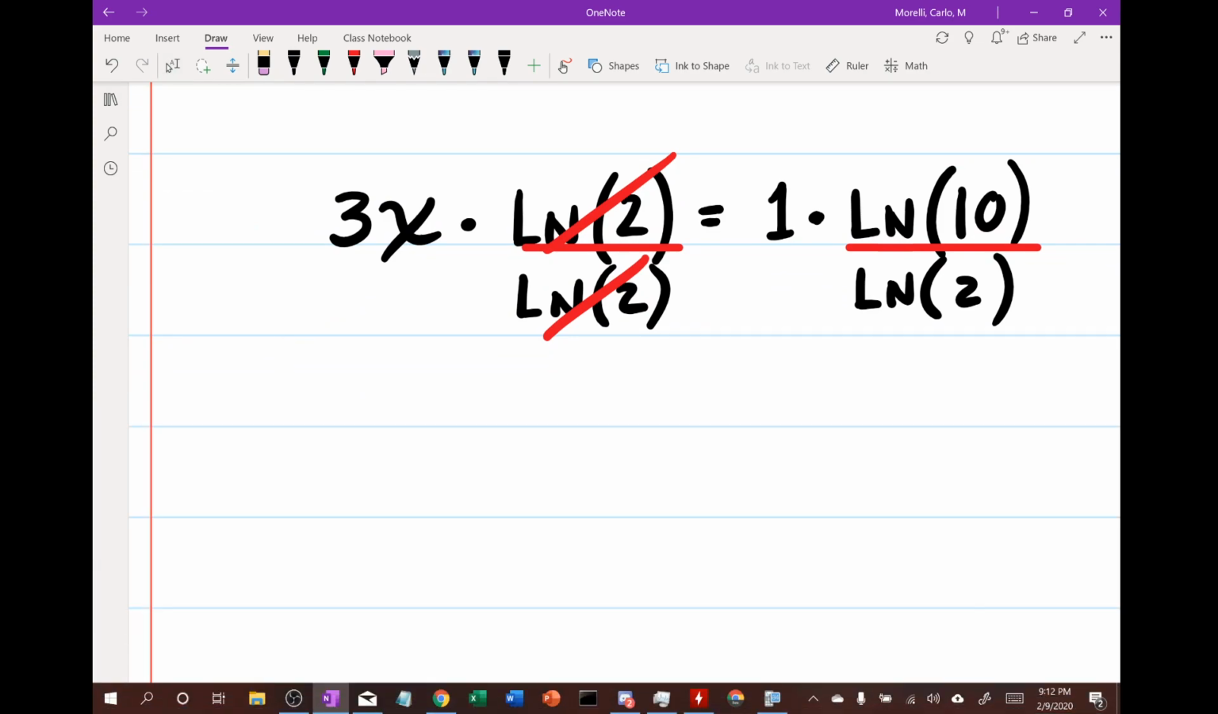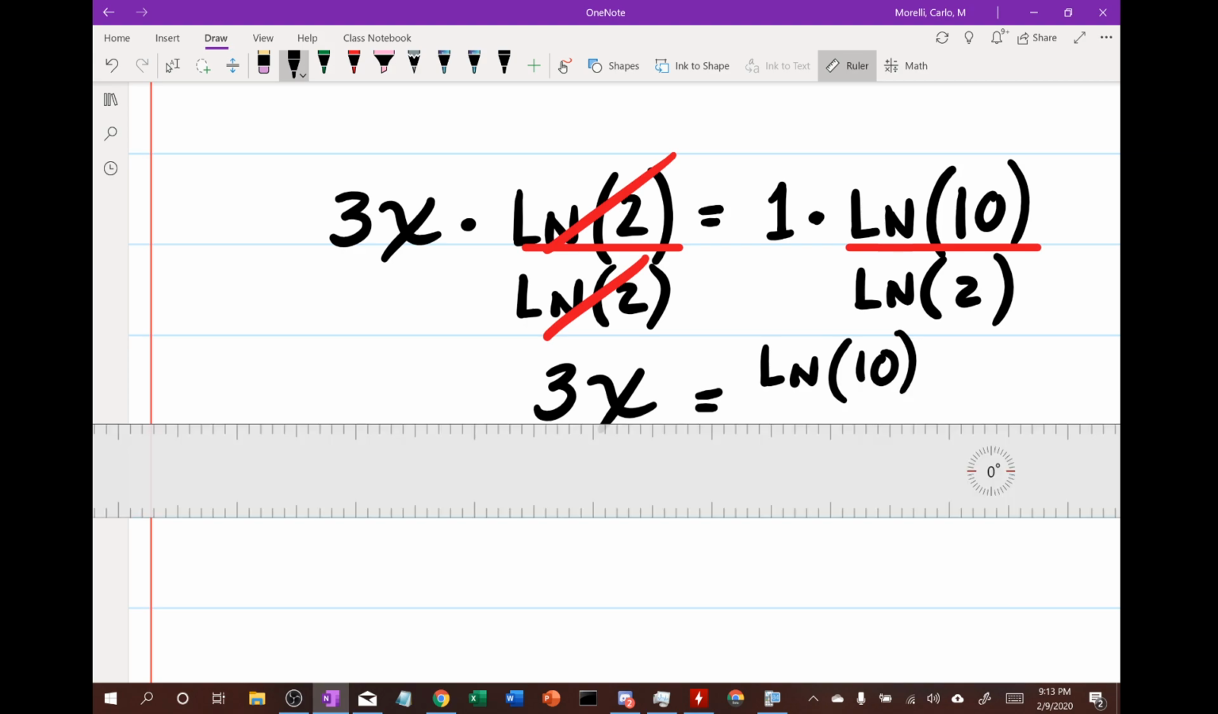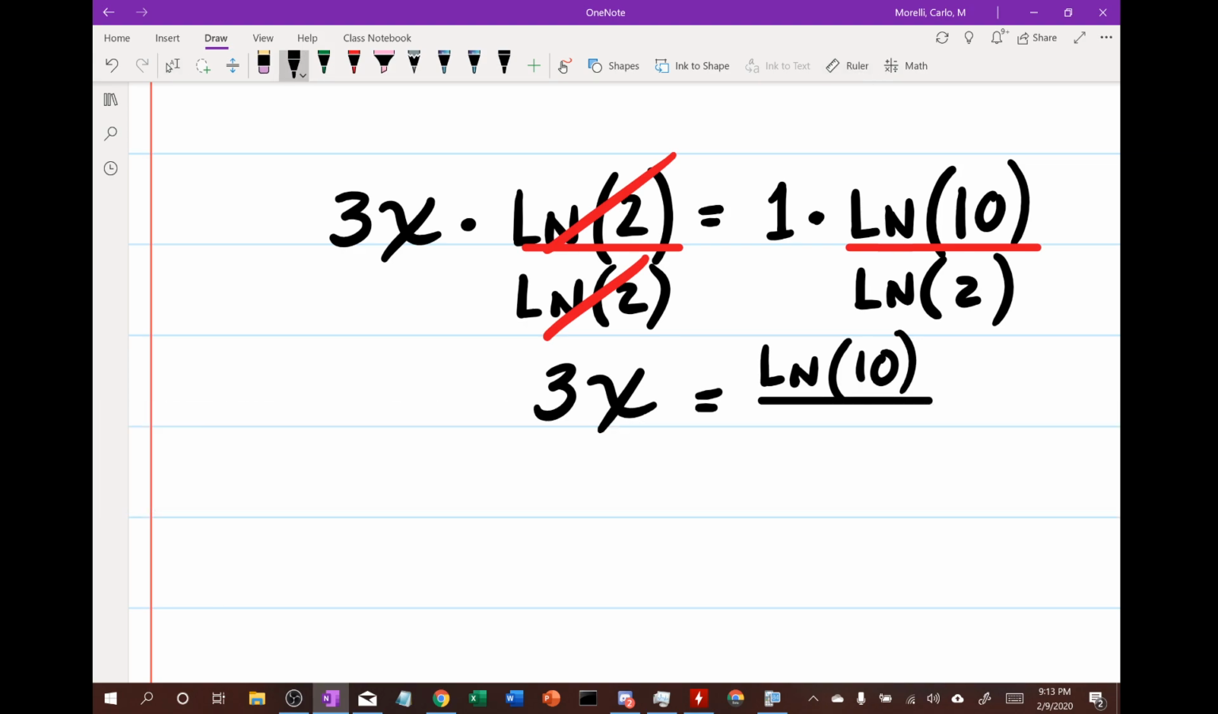And so you have 3x equals, and we can drop that 1 times thing and just say 3x equals ln of 10 over ln of 2. Now, well, hold on. So the ln of 10 divided by the ln of 2 is not the same thing as the ln of 5. These are actually numbers. Okay, so that rule doesn't work like that.